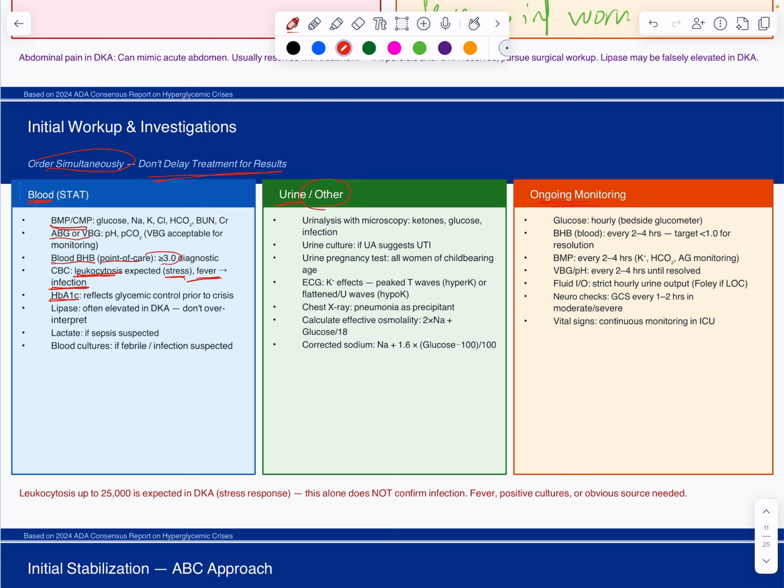We'll also need a hemoglobin A1C because it will reflect the glycemic control. We sometimes can look for lipase, because some kind of pancreatitis can happen, and this can lead to DKA. If you are suspecting some ischemia or bleeding, you can get lactate as well. And of course, if there's a fever, suspecting an infection, you can get blood cultures.